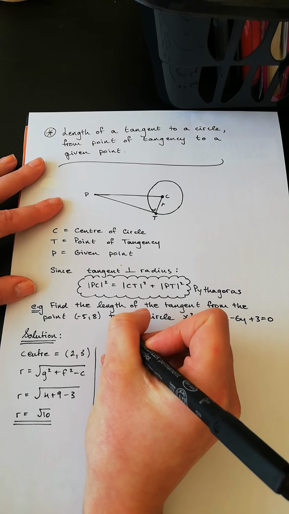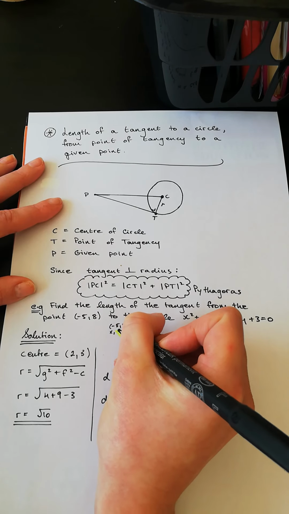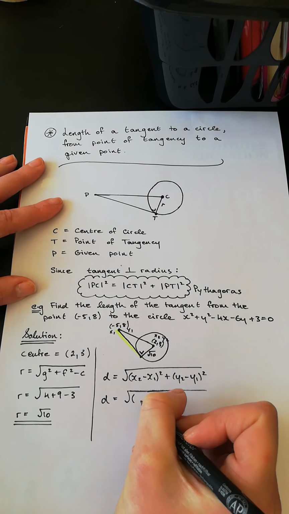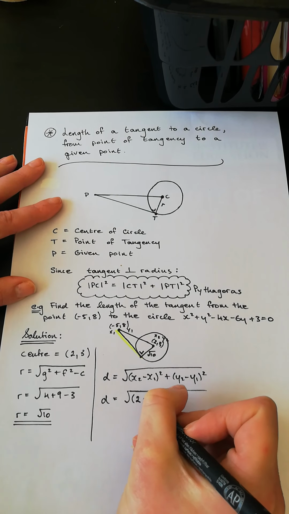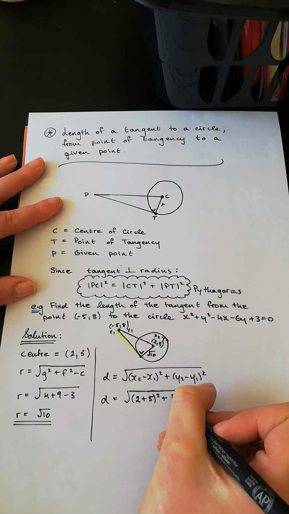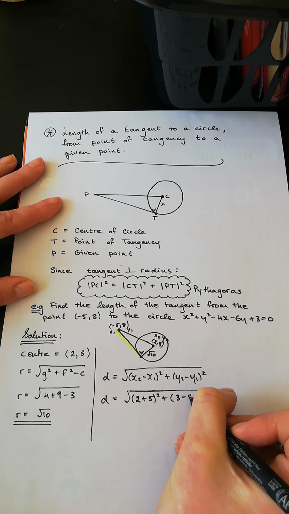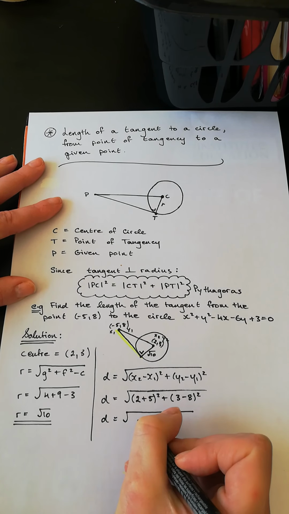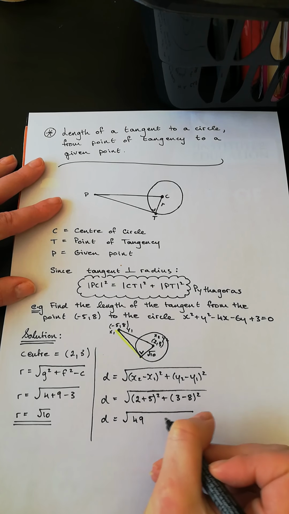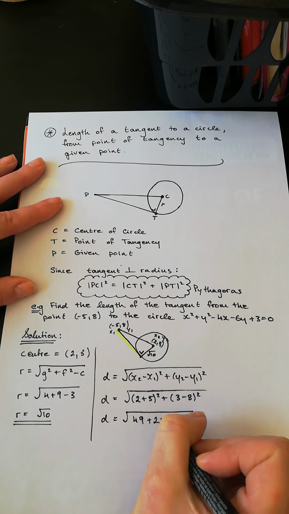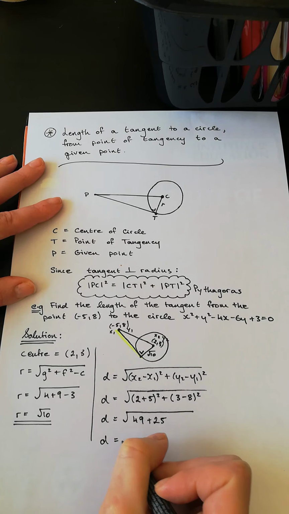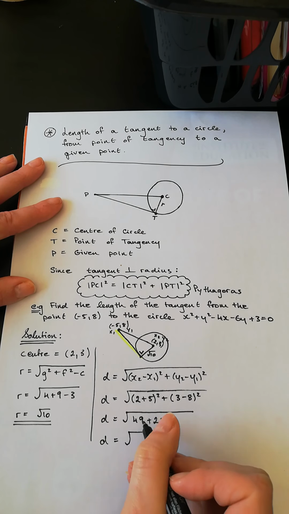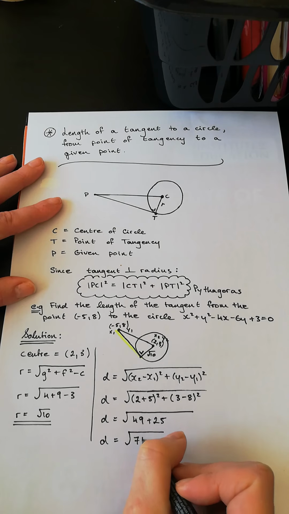Okay, so I'm going to take minus 5,8 and let that be my x1, y1. My centre I'm going to let be x2, y2. And in here then I'm going to get 2 minus minus 5 is plus 5 squared, plus y2, which is 3 minus 8 squared. That's 7 squared, which is 49. Minus 5 squared is 25. So the distance from this point to the centre is the square root of 74.